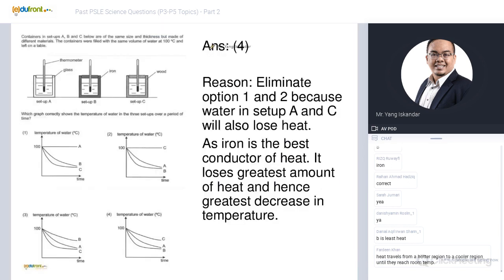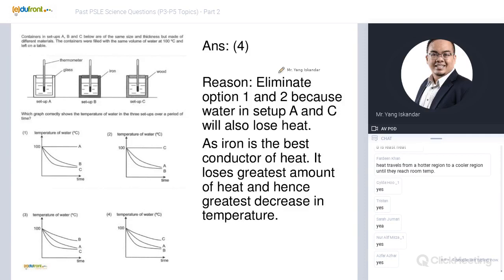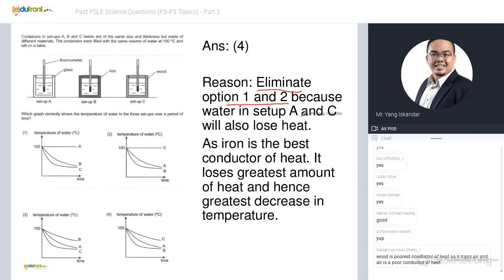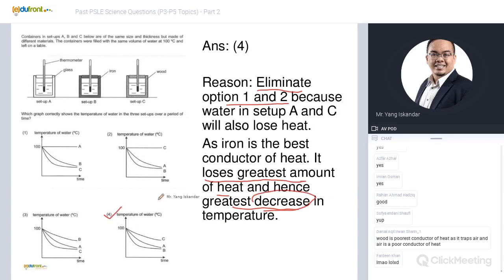Okay, so let me write for you the reason. First, as what we have discussed, you eliminate option 1 and 2 because water in setup A and C will also lose heat. It doesn't matter if the container is made of glass or wood. These are poor conductors, but the water inside will still lose heat, though it will take a longer time. Iron is the best conductor of heat, so it loses the greatest amount of heat and hence has the greatest decrease in temperature. So that's why the answer is number 4.